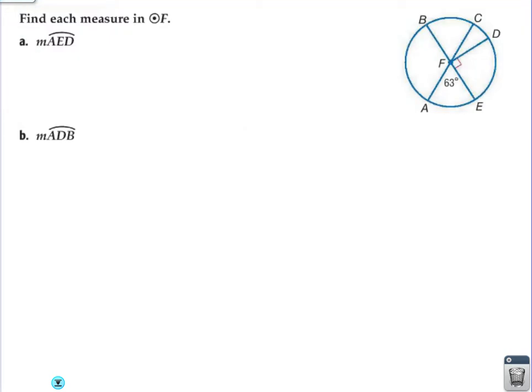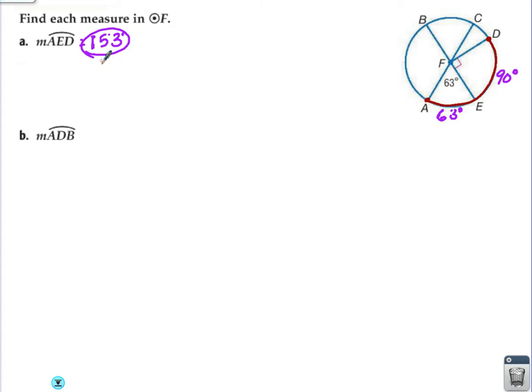Let's use it. Find the measure in circle F. The measure of arc AED, A to E to D. We're wanting the measure of that arc. Help me with this. Alex, first, tell me what's the measure of arc AE? 63. Good. And what's the measure, Matt, of arc ED? So do you see that you can use the arc addition postulate there? What's the measure, anybody, of arc AED? 153 degrees.